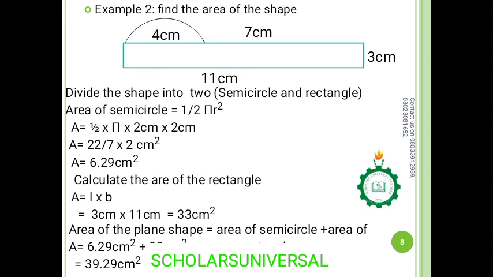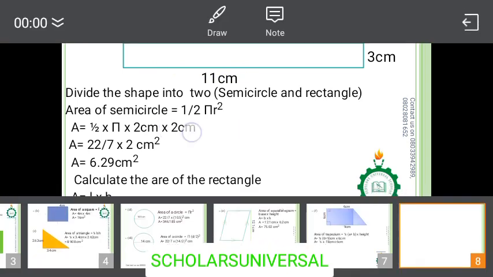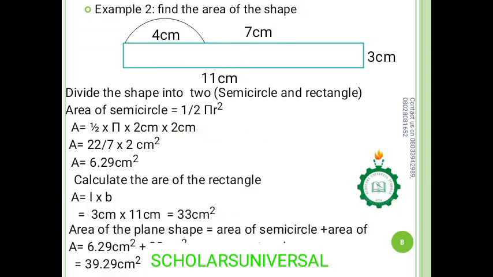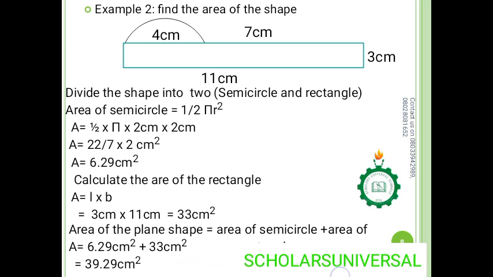Alright, the formula for finding area is pi r square, and a semicircle is half of the area. Can you see from the formula, half of the area is a semicircle? So in that case, the formula will now be what? 1 over 2 of pi r square. So substitute in your value. Your diameter here is 4 centimeter. So that means the radius is what? The radius is 2 centimeter. So that is what you will substitute into this value.